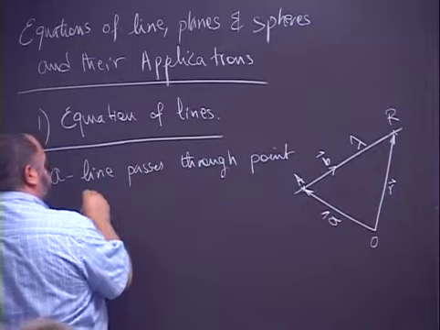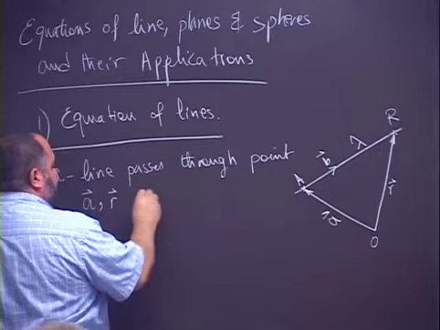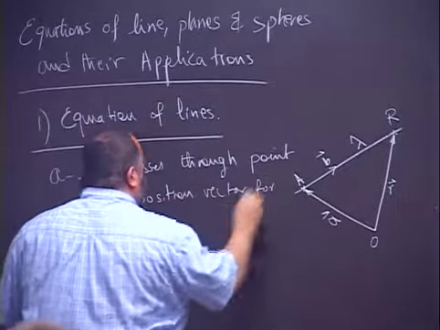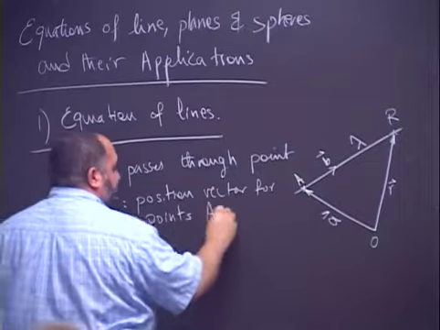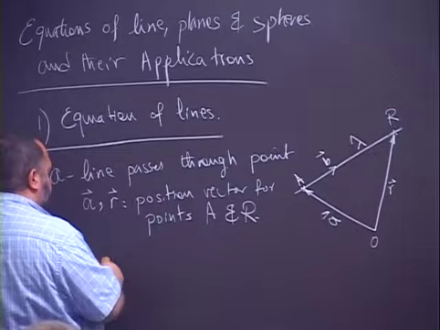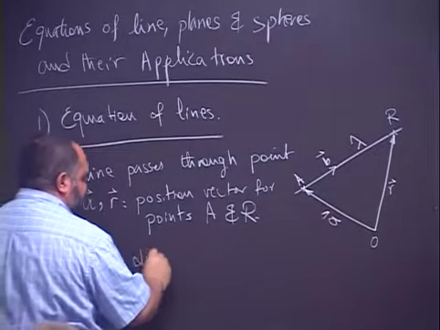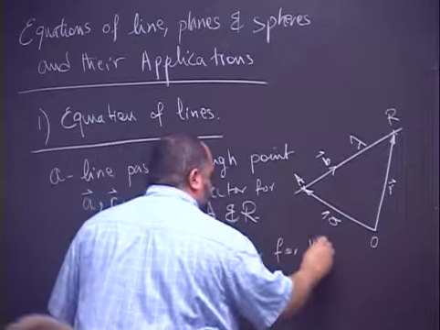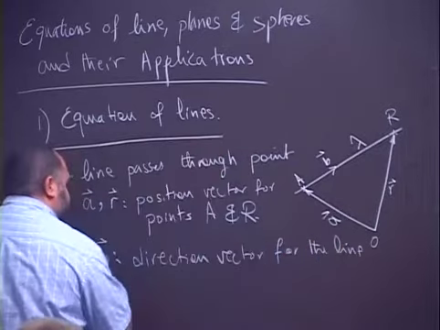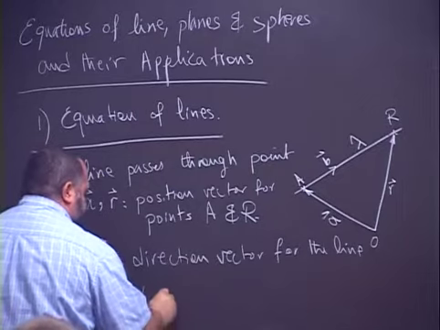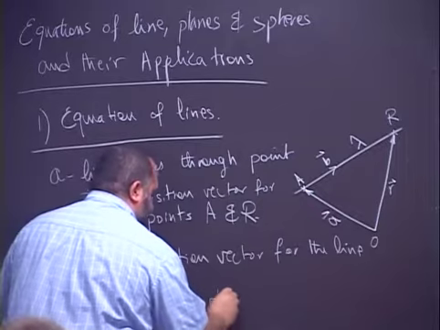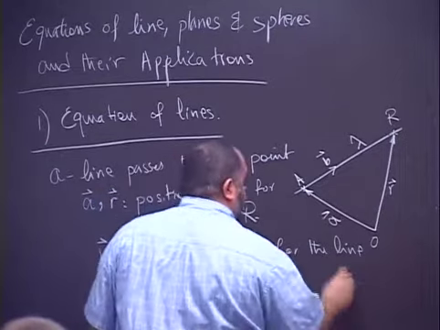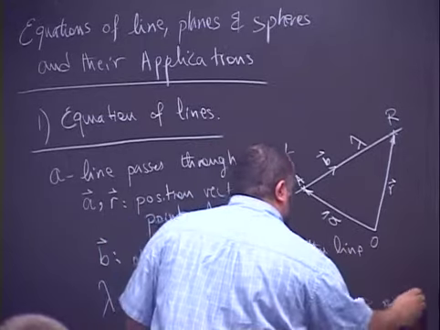So a, r, those are the position vectors for points A and R. B is just the direction vector for the line, and lambda goes from negative infinity to infinity, and it is just the distance from A to R on the line.